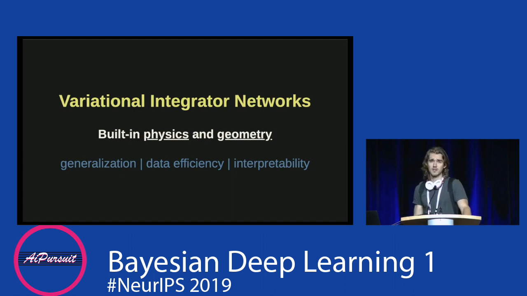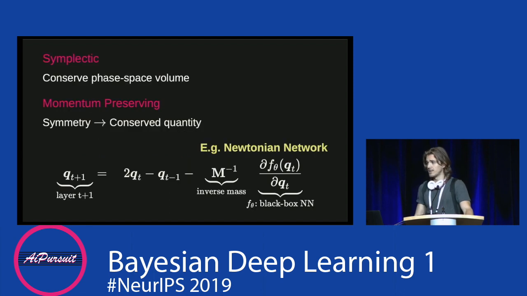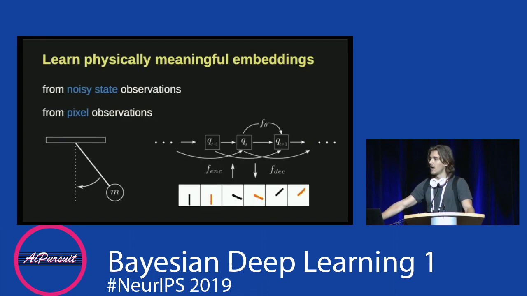So variational integrator networks are a class of network architectures with built-in physics and geometry, the motivation being improving generalization, data efficiency, and interpretability when you're modeling physical systems. Technically speaking, they are symplectic and momentum preserving, and you can do things like define networks with Newtonian physics encoded. And you can use these to learn, obviously, from noisy state observations, but you can also encode this in something like a VAE to learn physically meaningful embeddings from pixel observations.